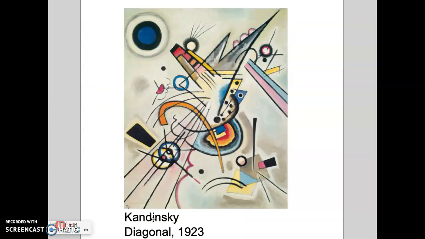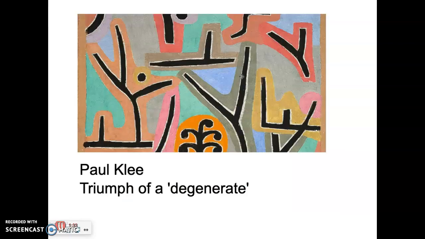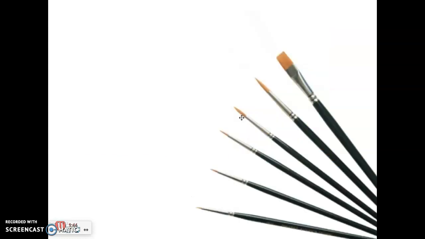We see line in artwork, of course, such as this painting by the artist Kandinsky. We see thin ones and also thick lines. In this painting by Paul Klee, we see some thick lines too, some big, thick black lines and some really thin, narrow lines that outline them.